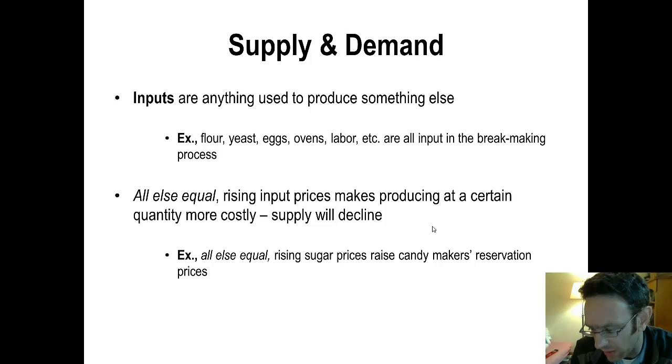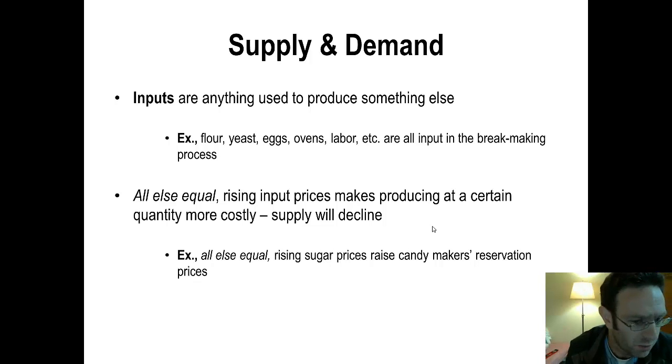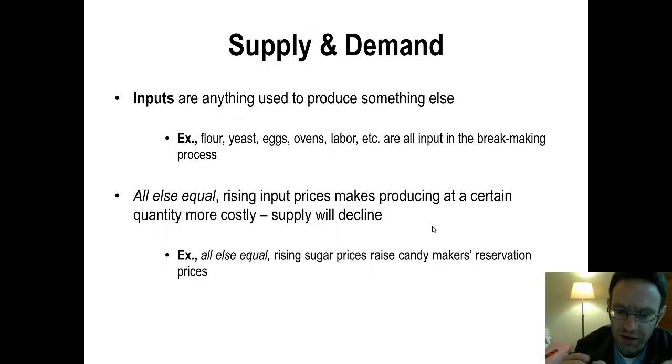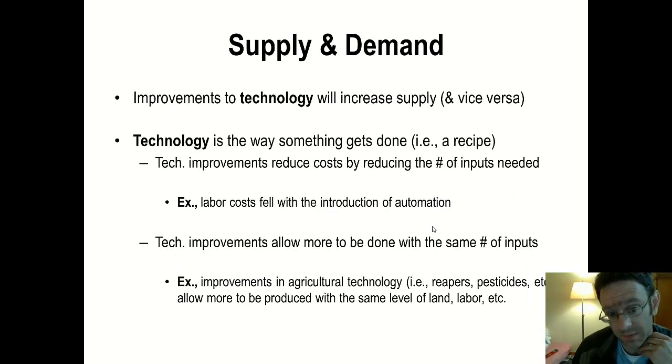Falling input prices, which suggests falling cost of production, will be associated with a downward rightward shift in the supply curve, which just suggests that for any given level of production, sellers are willing to accept a lower price because the costs of production have decreased. Technological improvements, i.e. improvements to the way that things get made, allow sellers to produce a given level of output with fewer inputs and at lower cost. Conversely, reductions in technology or losses of technology require that producers use more inputs.